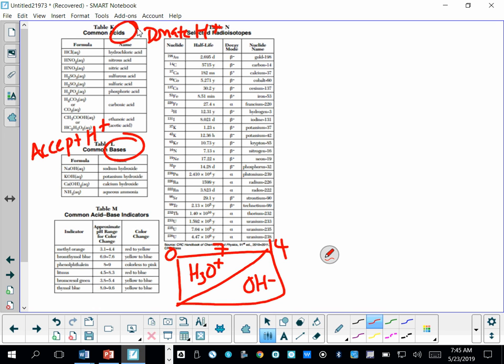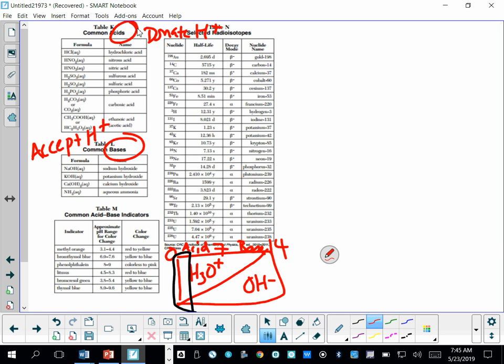And acid is from 0 to 7, and that means there's more hydronium than hydroxide. Base is between 7 and 14. That would be more hydroxide than hydronium. 7 is right in the middle, equal amounts of hydroxide and hydronium. Not none of either, but equal amounts.